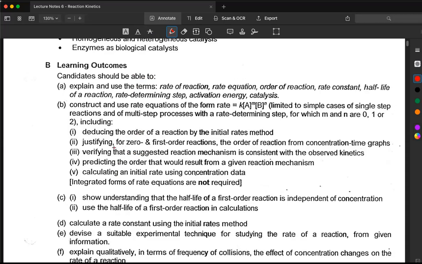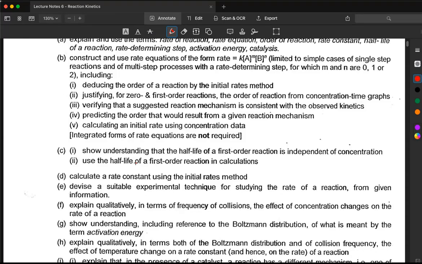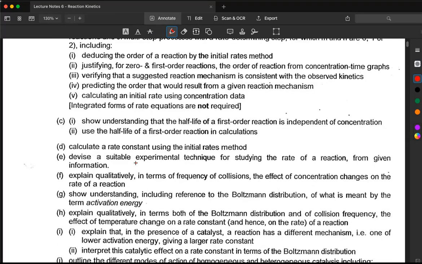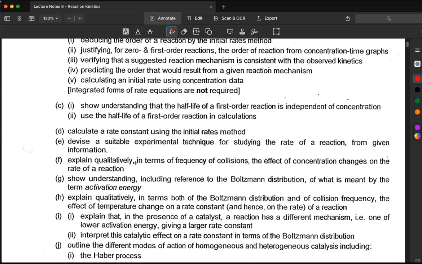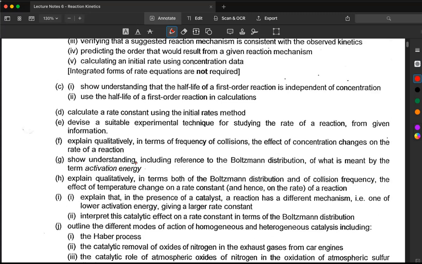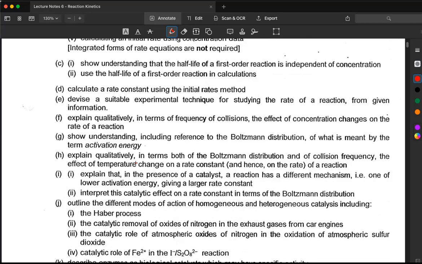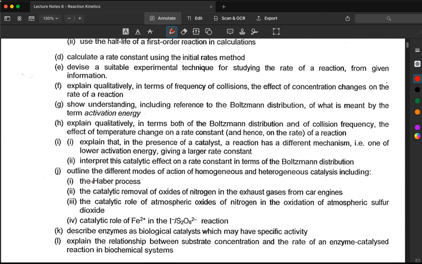Okay, we are also going to look at what is half-life, how do we apply it in calculation, how to calculate rate constant, and touch on the Boltzmann distribution curve and relate how catalysts will bring about a lower EA through an alternative pathway and some applications of catalysts and enzymes.